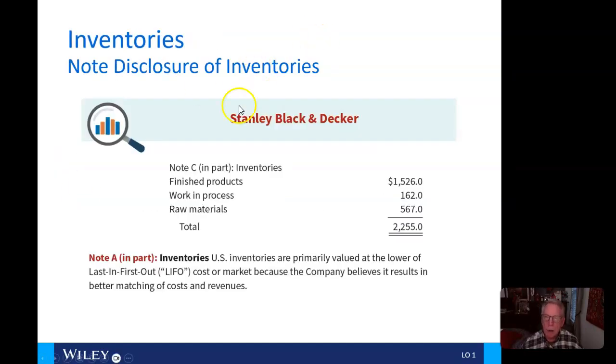So here is what Black & Decker did. And they show their finished products, work in process, and raw materials. Clearly a manufacturing company. So in the notes, they say our inventories are primarily valued at the lower of last in, first out cost or market because the company believes it results in better matching of costs and revenues.